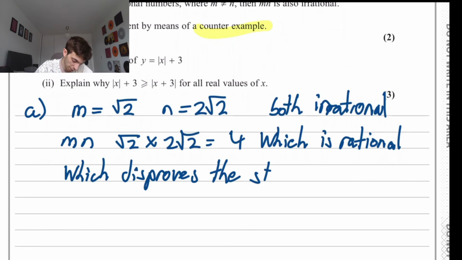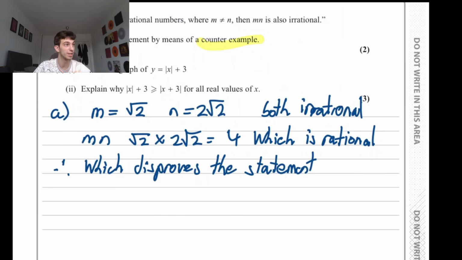That's all you have to say. Be very careful, but make sure you have that summary statement. So therefore, disproving the statement, right? Because we said they were both irrational, we made a rational number, disproving the statement. You could write a little bit more if you want to be careful, but this is the key thing, making that summary statement.